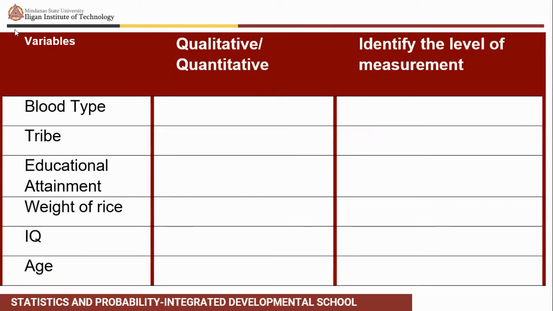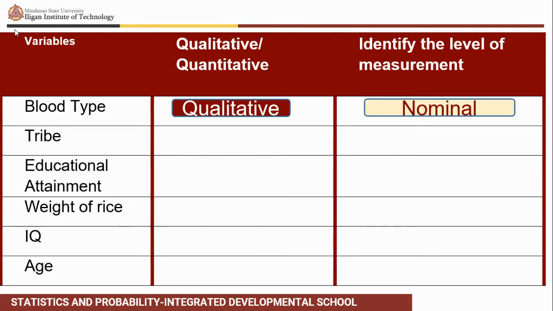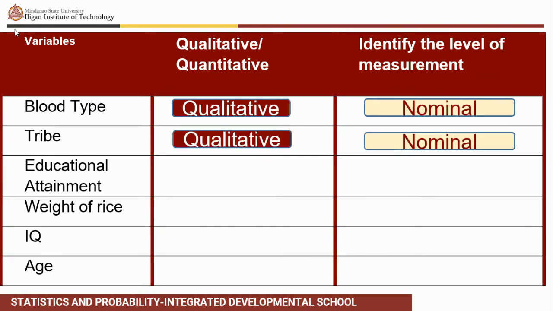Now for the blood type. So we have A, AB, O. So those are the blood types. We notice that it is written in categories. So therefore, it is qualitative data. And it is considered as nominal level. It is because there is no ranking existing in the blood type. Now for the tribe, we have Surigaonon, Subanen, Higaonon. With that, it is considered as categories. So therefore, it is qualitative and it is nominal level.